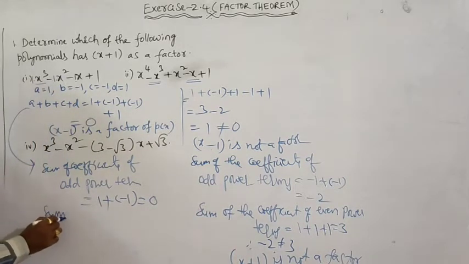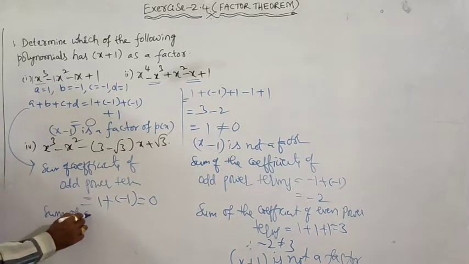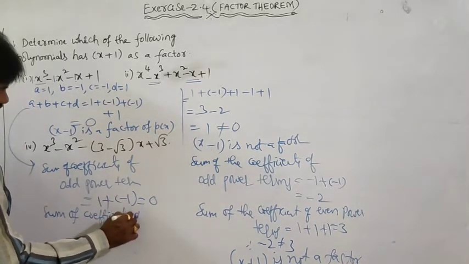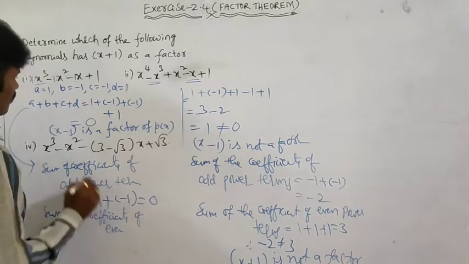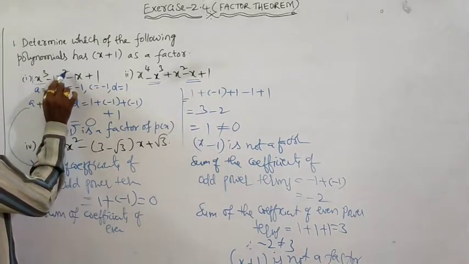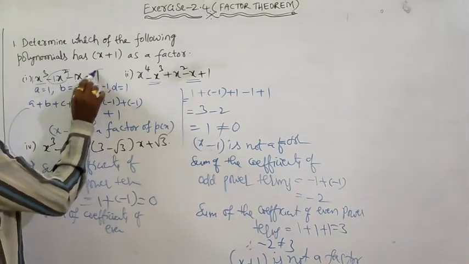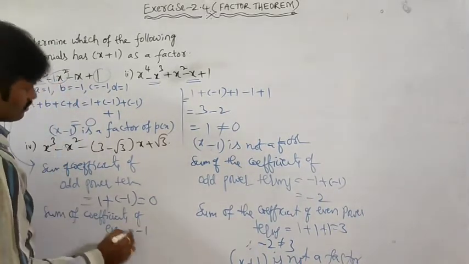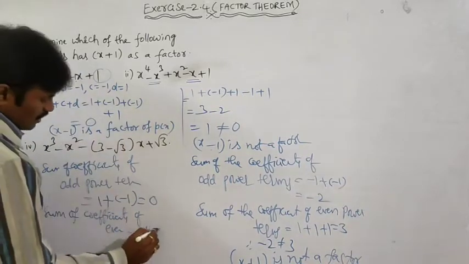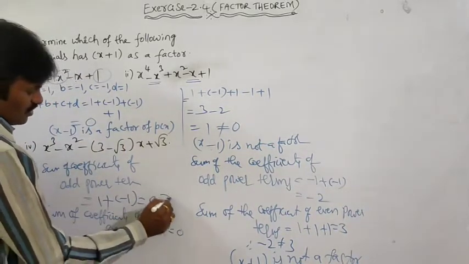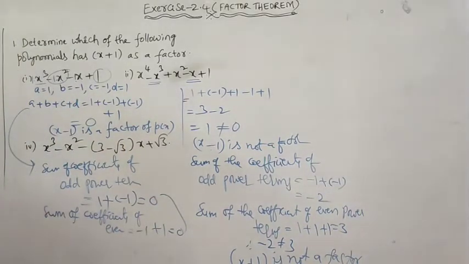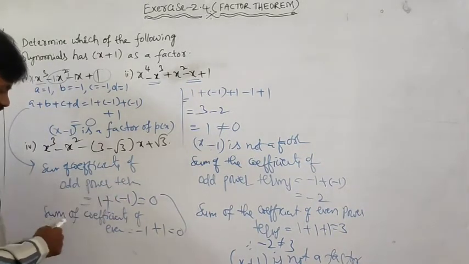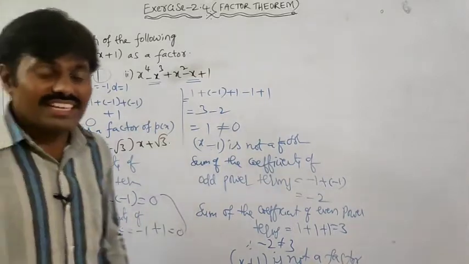Now I have to list out the coefficients of even power terms. What are the even power terms here? The x square term and the constant term. So what is the coefficient of x square? Minus 1, and the constant is plus 1. Their sum is 0. So here the sum of the coefficients of odd power terms and the sum of the coefficients of even power terms are equal.